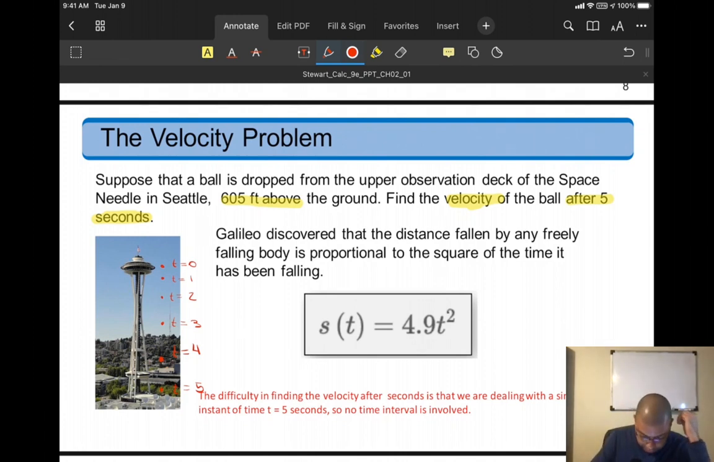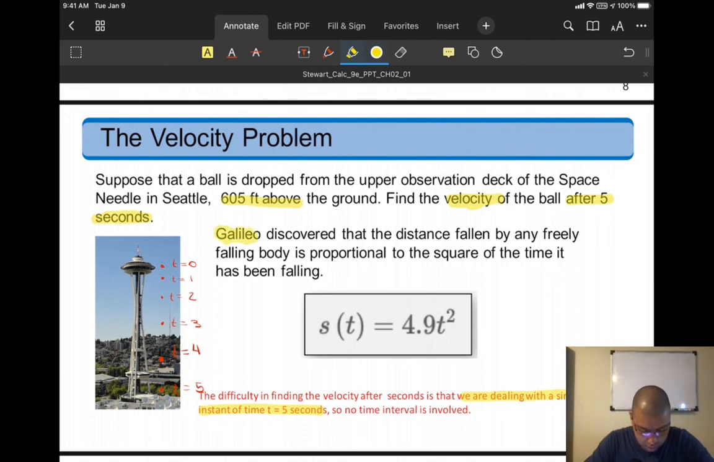So, like I said before, the difficulty is that we're dealing with a single instant of time, t equals 5 seconds, and no interval. So we don't have an interval to use. And that's the huge difficulty that we have and that we're going to overcome in this quarter. Okay, so we're going to talk about instants of time rather than intervals of time. So we're going to use some classical physics here, some mechanics.